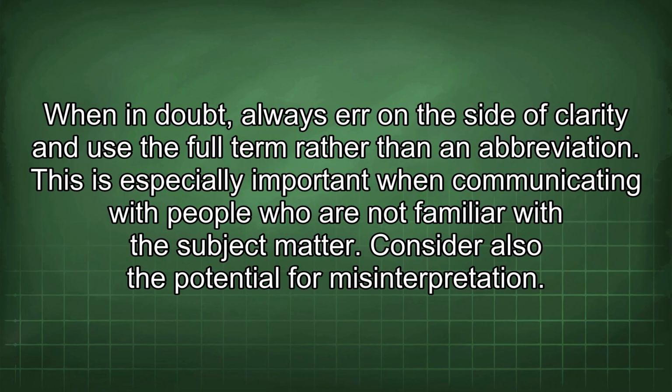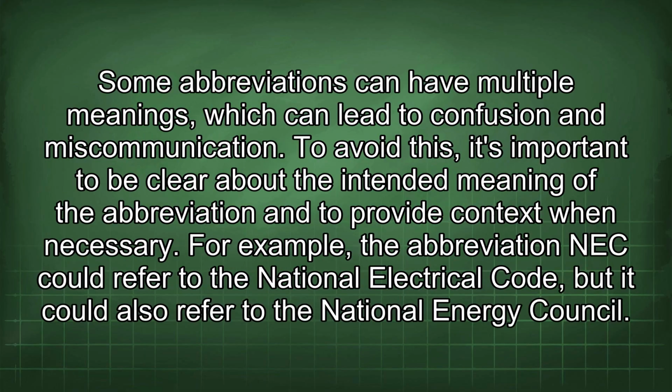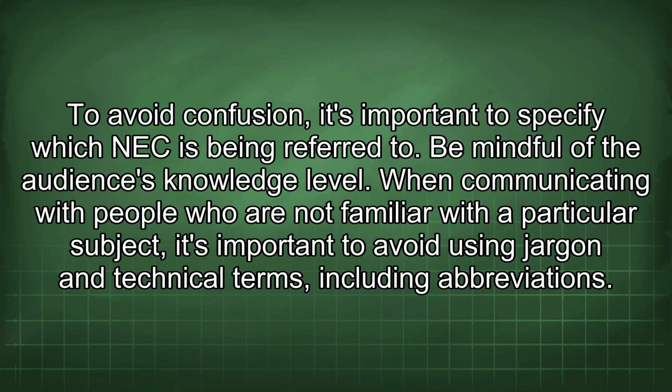When in doubt, always err on the side of clarity and use the full term rather than an abbreviation. This is especially important when communicating with people who are not familiar with the subject matter. Consider also the potential for misinterpretation. Some abbreviations can have multiple meanings, which can lead to confusion and miscommunication. To avoid this, it's important to be clear about the intended meaning of the abbreviation and to provide context when necessary. For example, the abbreviation NEC could refer to the National Electrical Code, but it could also refer to the National Energy Council. To avoid confusion, it's important to specify which NEC is being referred to.